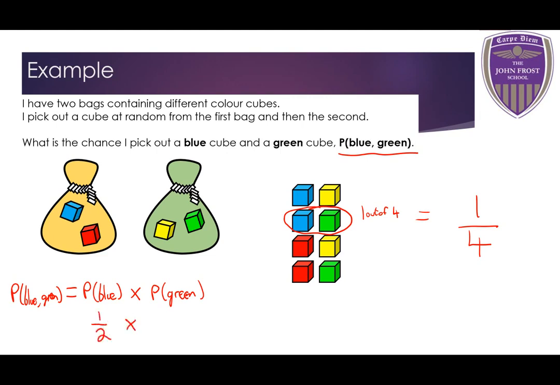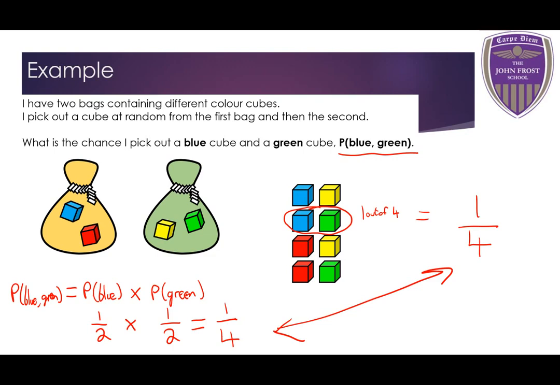We'll multiply that by, what is the probability of getting a green cube in this bag? Well, there's only one green one out of two. So it's going to be 1/2 again. What is 1/2 times 1/2? Well, you multiply the top numbers. 1 times 1 is 1. 2 times 2 is 4. Hey, would you look at that? It's exactly the same as when we drew out all the possible outcomes and selected the ones which we wanted.